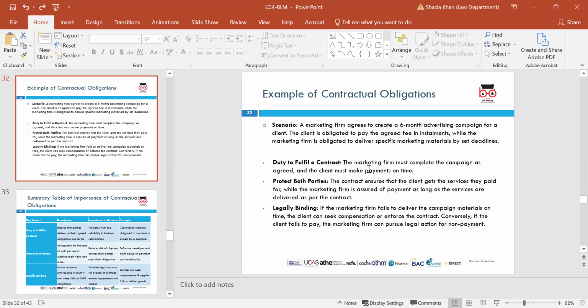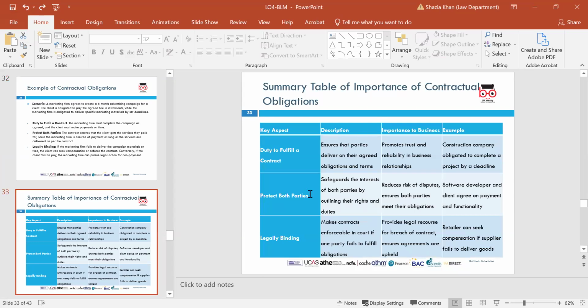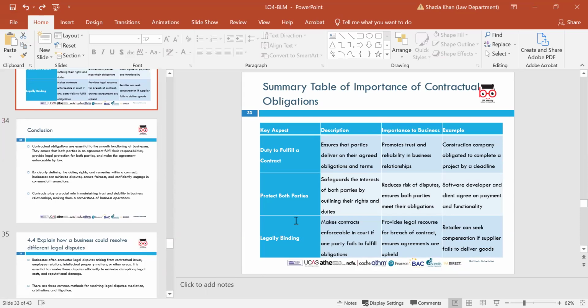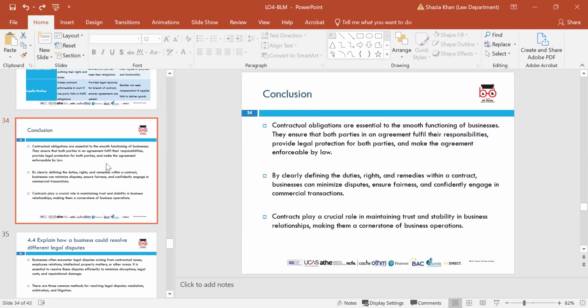The duty to fulfill a contract: the marketing firm must complete the campaign as agreed, and the client must make payments on time. Duty to protect both parties: the contract ensures that the client gets the service they paid for, while the marketing firm is ensured of payment as long as it delivers on the contract. Legally binding: if the marketing firm fails to deliver the campaign materials, the client can seek compensation and enforce the contract. So, summary of the importance of contractual obligations: we looked at the duty to fulfill an obligation, protect both parties, and legally binding.